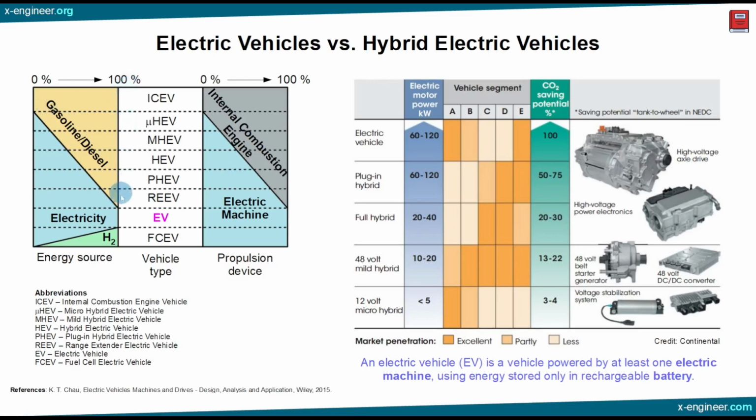In the middle you have the different types of hybrid electric vehicles, which can range from the purely internal combustion engine vehicle, which uses 100% fossil fuel and only internal combustion engines for propulsion. And in the bottom you have full electric vehicles, which use 100% electricity as energy source and 100% electric machines for propulsion. The fuel cell vehicle is also using the electric machine for propulsion, but as energy source it uses hydrogen. Now between the internal combustion engine at the top and the electric vehicle, we have a range of hybrid electric vehicles.